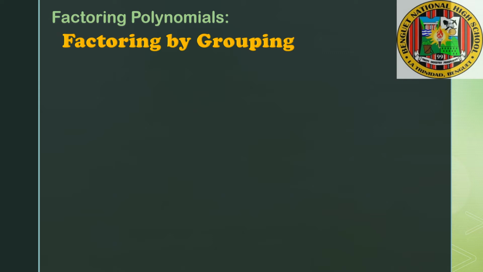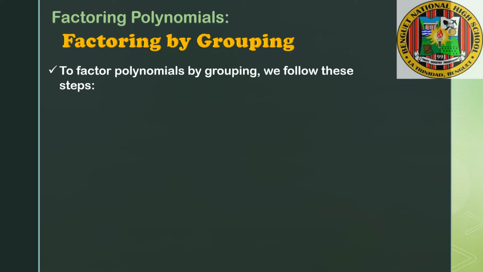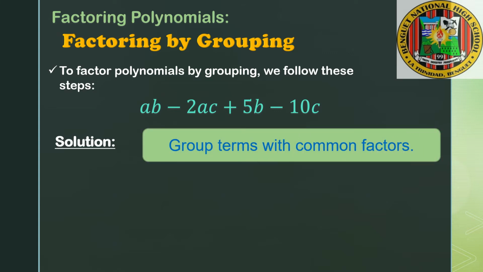To factor polynomials by grouping, we follow these steps. Given the polynomial ab minus 2ac plus 5b minus 10c, the first step that we make in factoring this polynomial is to group together those terms with common factors. To do this, we take a closer look at each of the terms in the polynomial.